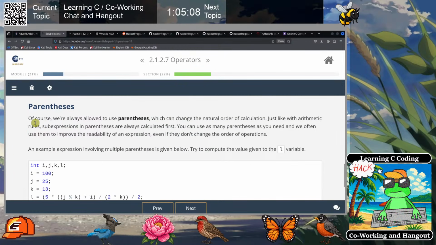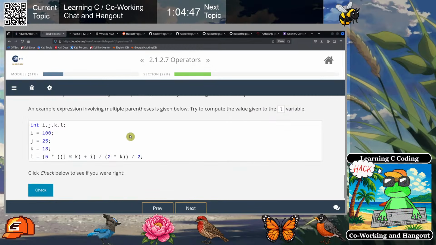Parentheses. Of course, we're always allowed to use parentheses, which can change the natural order of calculation. Just like with arithmetic rules, sub-expressions in parentheses are always calculated first. You can use as many parentheses as you need, and we often use them to improve the readability of an expression, even if they don't change the order of operations. So an example expression involving multiple parentheses is given below. Try to compute the value given to the L variable.